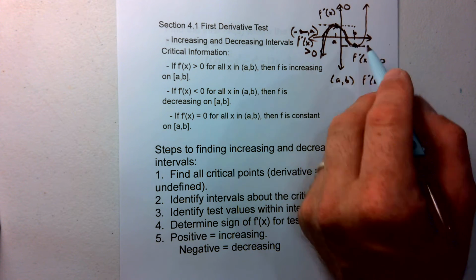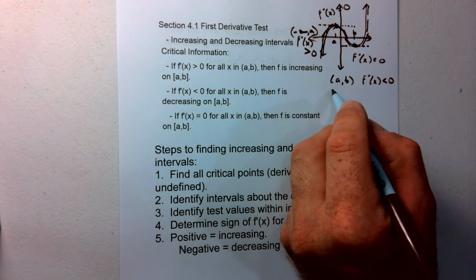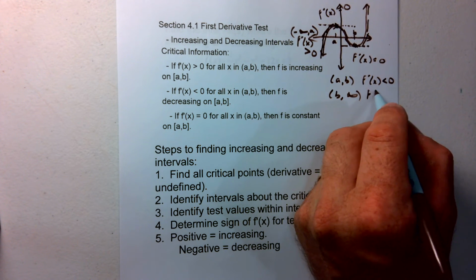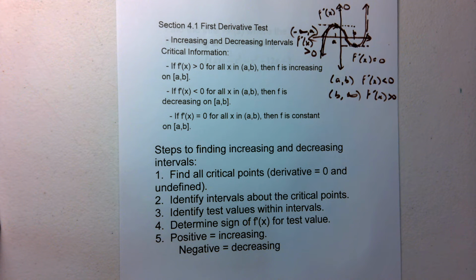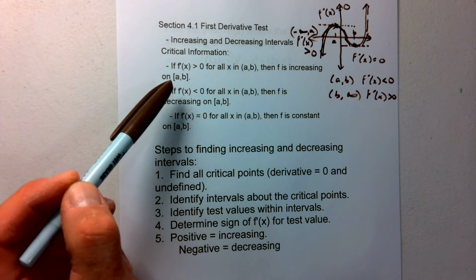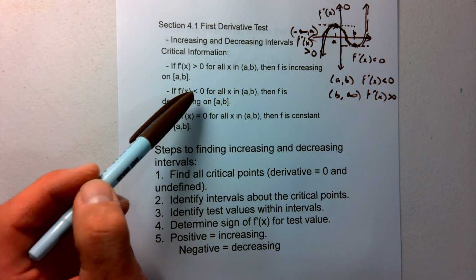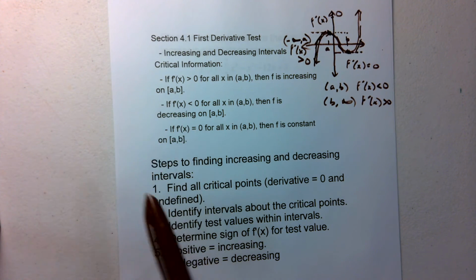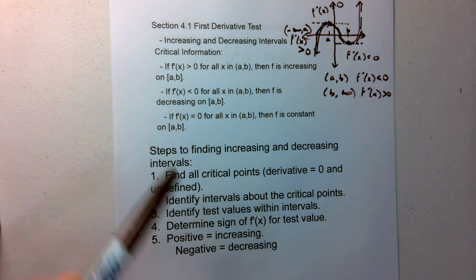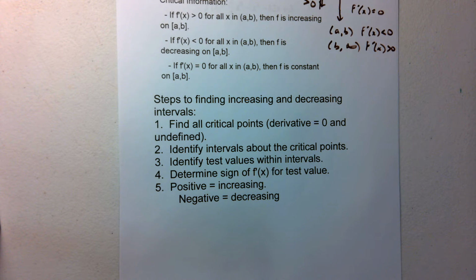And then from B to infinity, if we were to draw in our tangent lines again, we see that all of these slopes are going to be positive. So from B to infinity, f prime of x is going to be greater than 0. Very important as we get into it, this is the critical information that I've provided today. If f prime of x is greater than 0, we know that f is increasing on that interval. If f prime of x is less than 0, it's going to be decreasing on that interval. And if it's equal to 0, then we know we have a critical value.